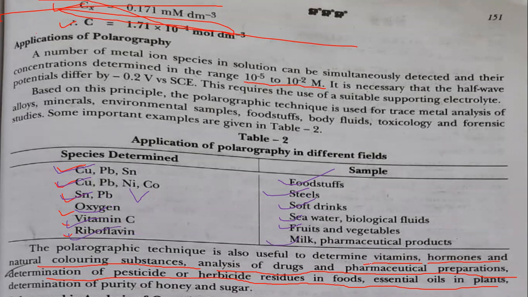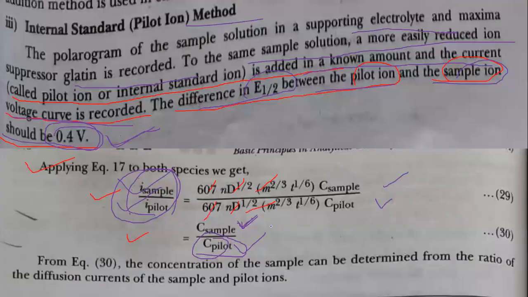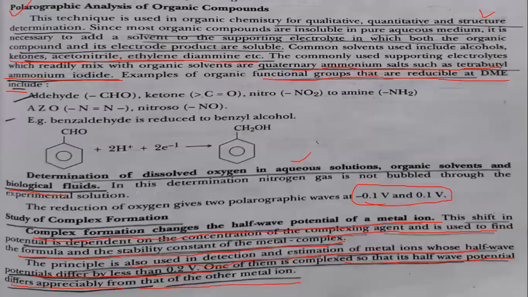Along with that, you can use this technique to determine vitamins, hormones, natural coloring substances, drugs, pharmaceutical preparations, then pesticides, herbicides, residues from food, and essential oil from plants. Then determination of purity of honey and sugar. Over there, we can use this technique. Again, we can use it as a qualitative and quantitative technique, and it is also used for structure determination.